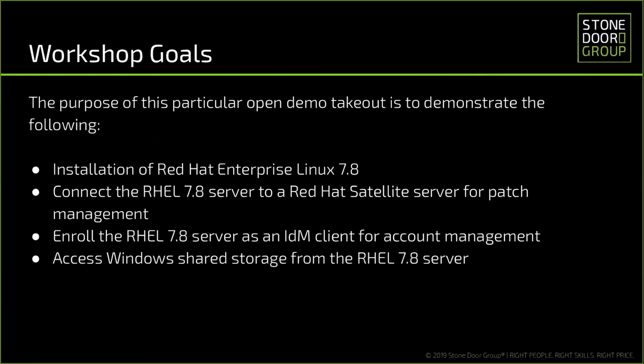So the purpose of this particular takeout is to demonstrate the installation. And actually, we're not going to do this manually. We aren't going to be installing Red Hat Enterprise Linux manually. What we're going to be doing here is running an Ansible Playbook. So we're going to be running this Ansible Playbook, and it is going to give us the ability to build these three RHEL boxes. They're actually running on an AWS platform, so everything that you see is running under AWS.